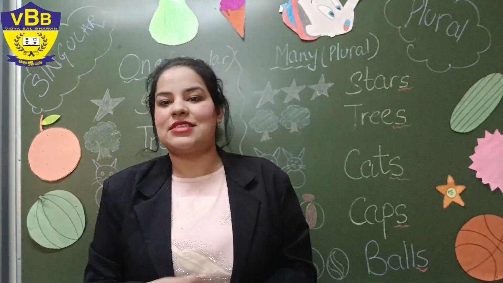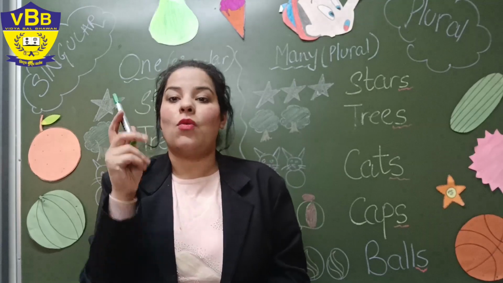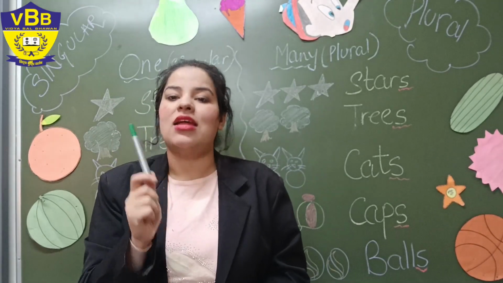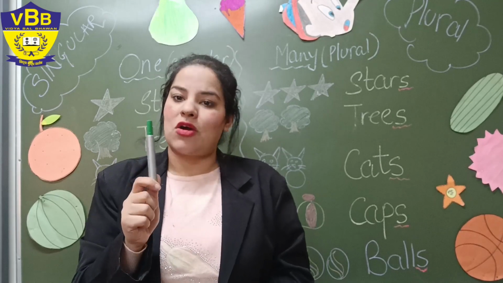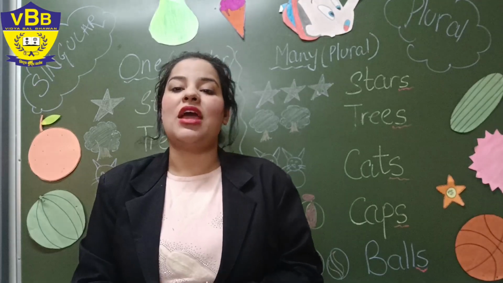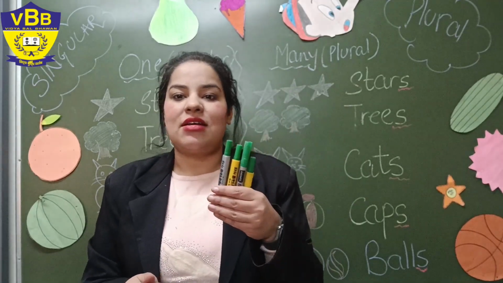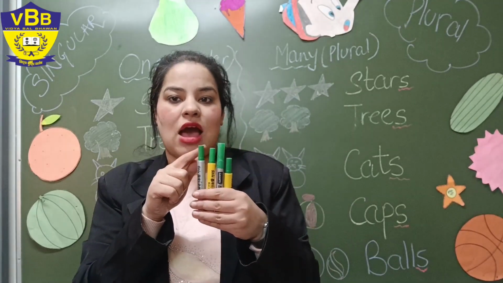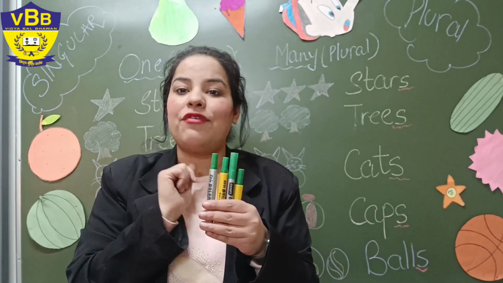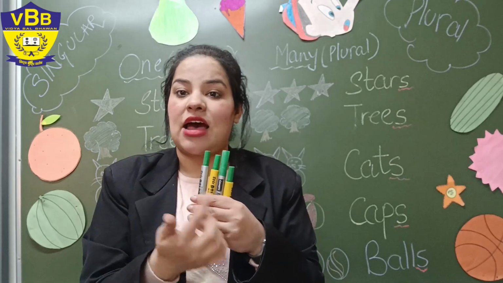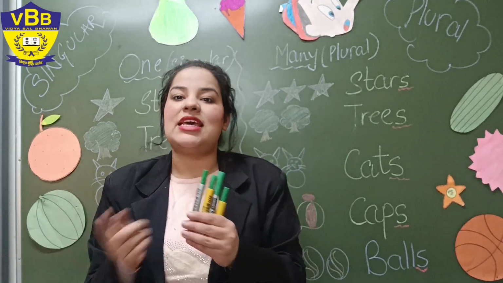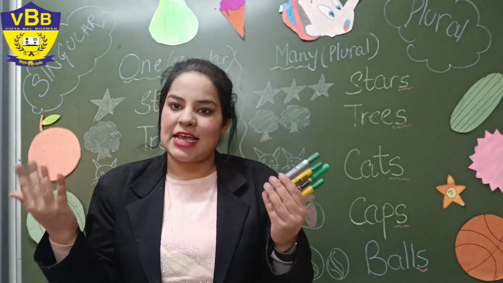Now students, let's take another example. Now, what is this? This is sketch pen. And how many sketch pens are there? One. Why one? Because we use one for one object. Now tell me, how many sketch pens in my hand? Let's count. 1, 2, 3, 4. So these are 4 sketch pens and these are more than one object. So we use many. What we can say? These are many sketch pens.